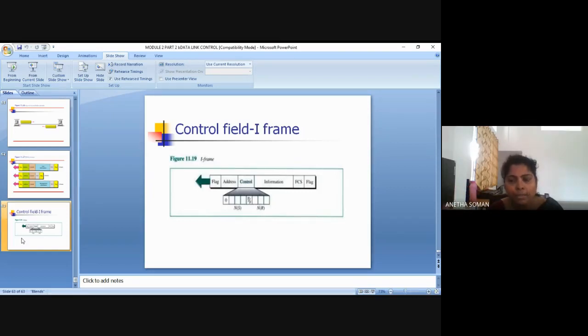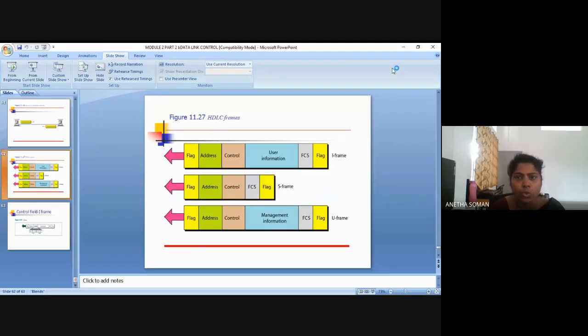Now the next 3 bits are denoted as N of R. N of R corresponds to the value of the acknowledgement. Similarly, you can have control fields for all the frames. I have told only the I frame; similarly you can have control fields for the S frame and U frame. Coming back to the I frame, after the control field you have the user information.